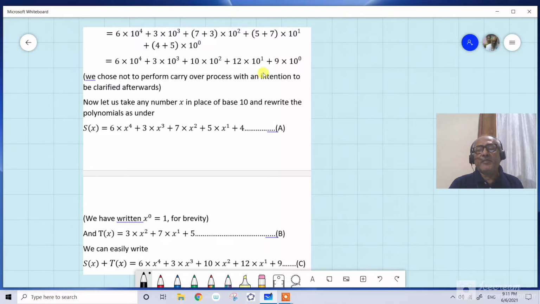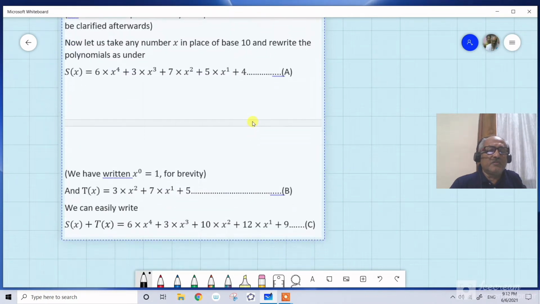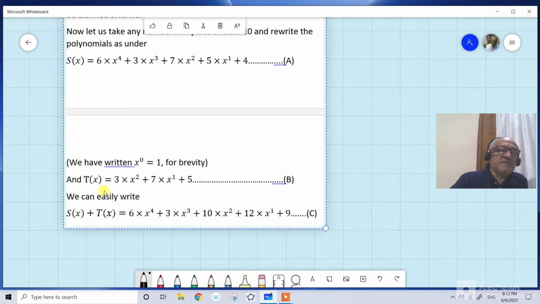This is because we want to generalize. In place of 10, you take x, any number x, maybe an integer or may not be, and you can write a polynomial. Sx is this our number one polynomial, just in place of 10 you write x. So 6x to the power 4 plus 3x cube plus 7x square, etc. And we have written x to the power 0 is 1. And you write tx is 3x square plus 7x plus 5 and call it b.